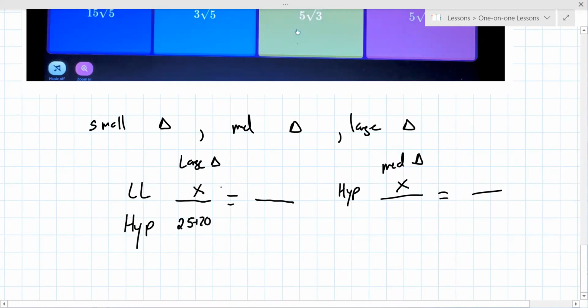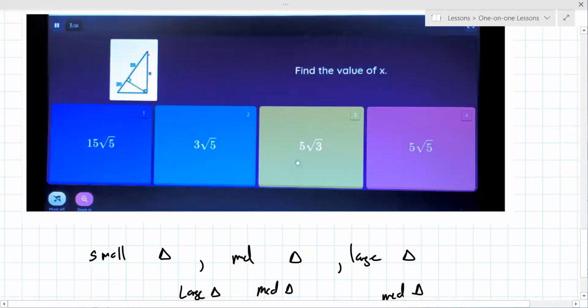So now we have to figure out, what do we have in another triangle? Do we have the long leg in another triangle? And we do. Of the medium triangle, the long leg of the medium triangle is the 25. Okay. Now, do we have the hypotenuse of the medium triangle? We do. The hypotenuse of the medium triangle is this x, which is what we said over here.